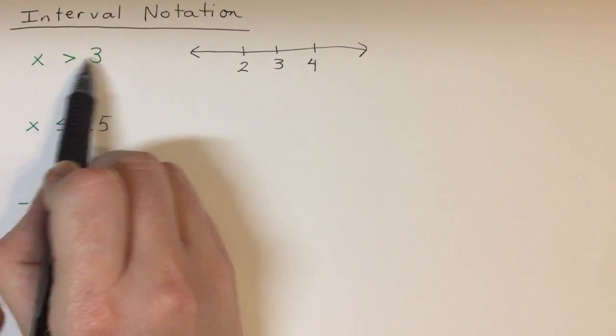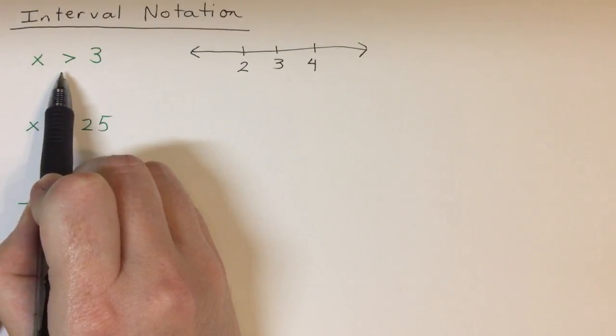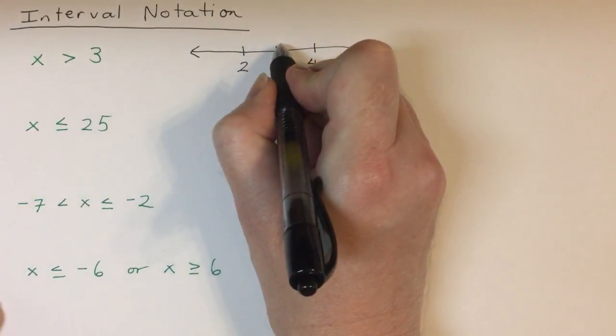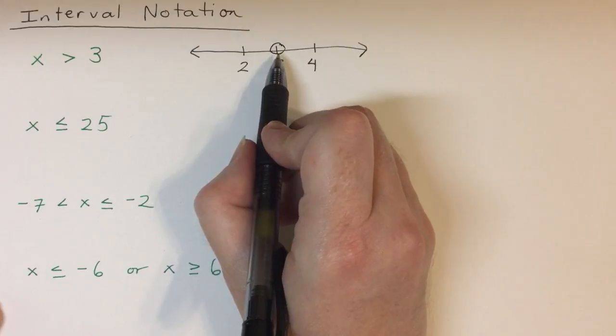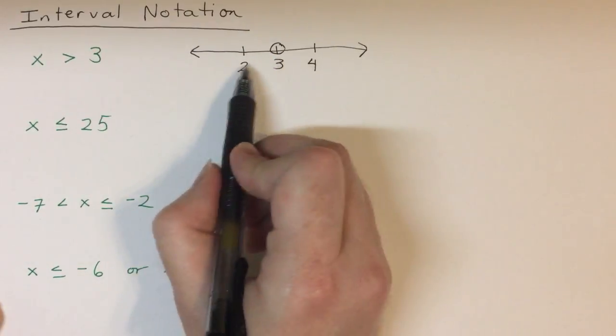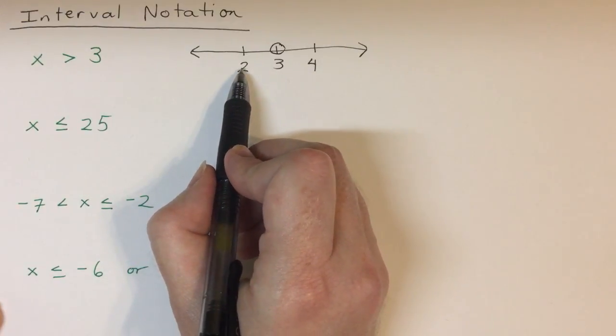So if x is greater than 3, this is called a strict inequality. X is strictly greater than 3. It cannot equal 3. So at 3, I'm going to use an open circle because I can't equal 3. I can get right up to 3, but I can't actually equal it. Then you can use those points on either side to determine whether this is a true or a false statement.